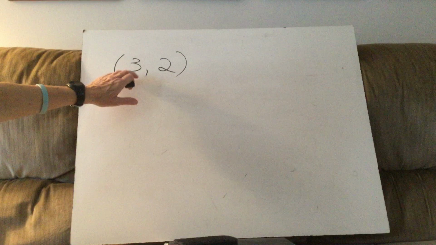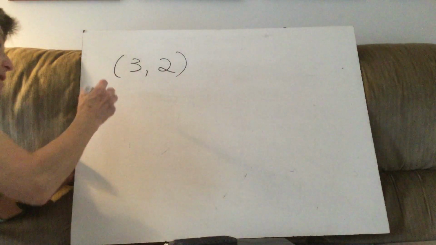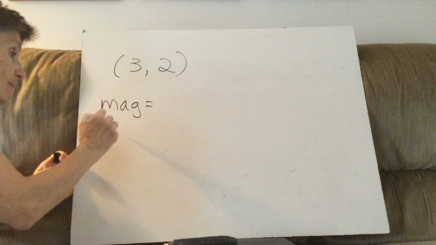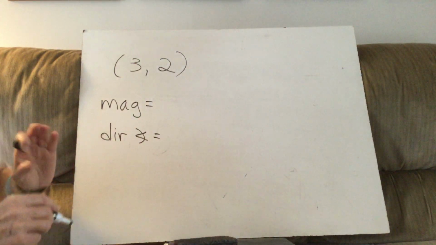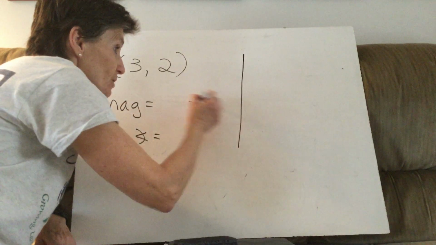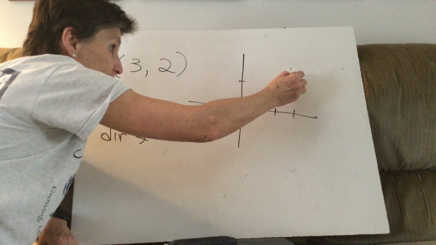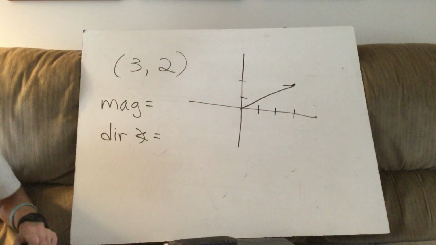Now I have the coordinates, or the components, and I am going to find the magnitude, which means the length, and the direction angle. Okay? So to do that, I'm going to go ahead and draw a picture of my vector. So I'm going to go over 3, up 2. That's easy. You can do that. There it is. There's my vector.